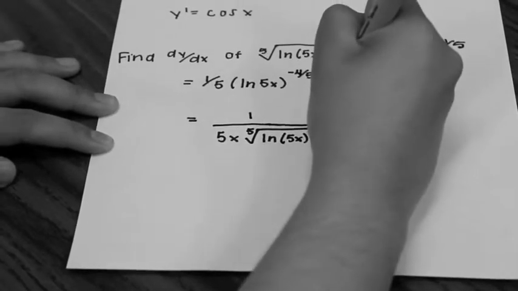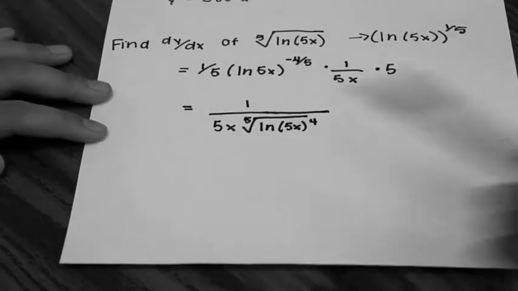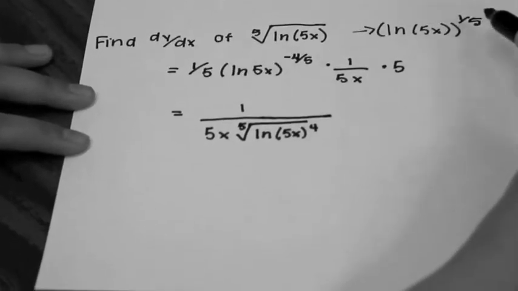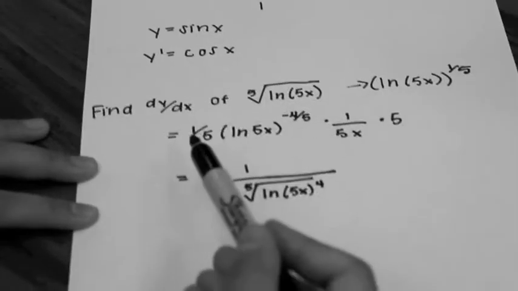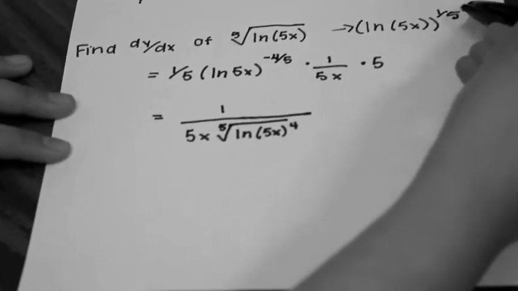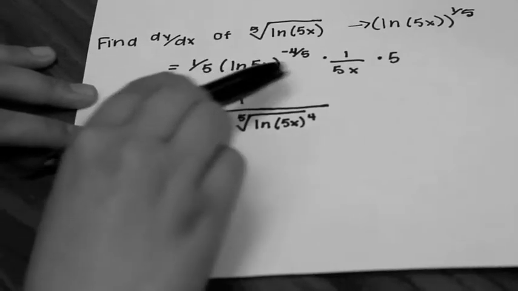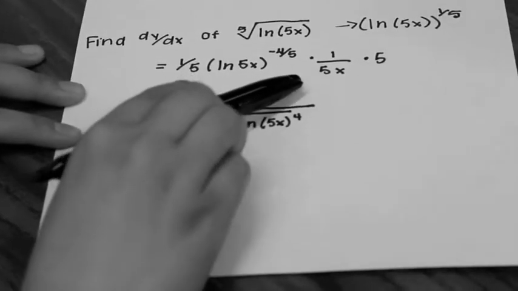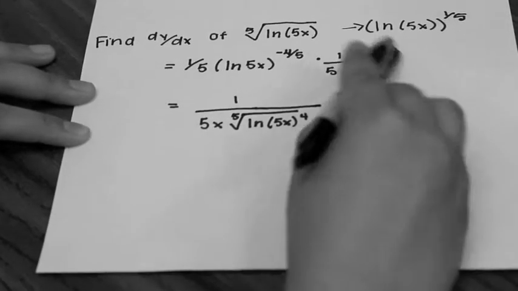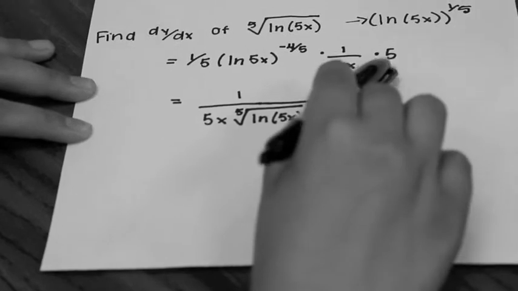So just going through and explaining where these numbers are coming from. With chain rule, you're going to take your exponent, multiply it down, and because this is 1/5, you're going to subtract 1 from 1/5, so you get negative 4/5, multiplied by 1 over 5x, which is your derivative of the ln 5x, times 5.